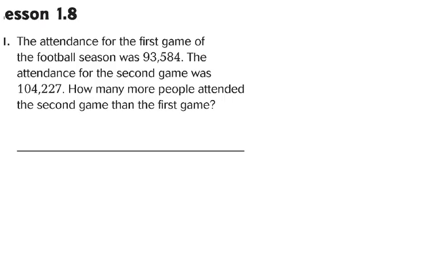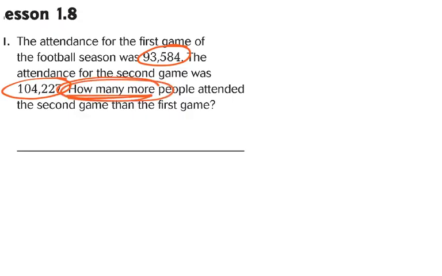Last but not least is everybody's favorite, word problems. Now with word problems, we really have to figure out what they're asking us for. In this case, we'll read it through and try to identify what they're asking. So the attendance of the first game of the football season was 93,584. The attendance for the second game was 104,227. First game, second game. Okay? How many more?